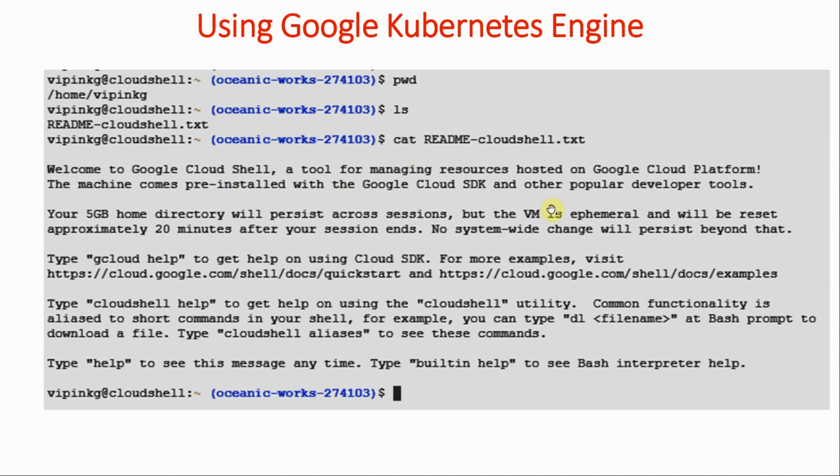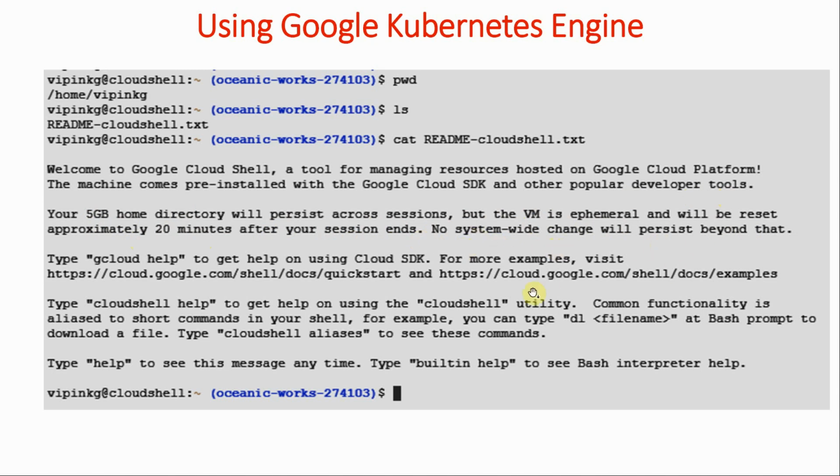Now, what does it tell you about this Cloud Shell? It says: welcome to Google Cloud Shell, a tool for managing resources hosted on Google Cloud Platform. In our case, it will be a GKE cluster. The machines come pre-installed with Google Cloud SDK and other popular development tools. Your 5GB home directory will persist across sessions, but this VM is ephemeral and will be reset approximately 20 minutes after your session ends. No system-wide changes will persist.